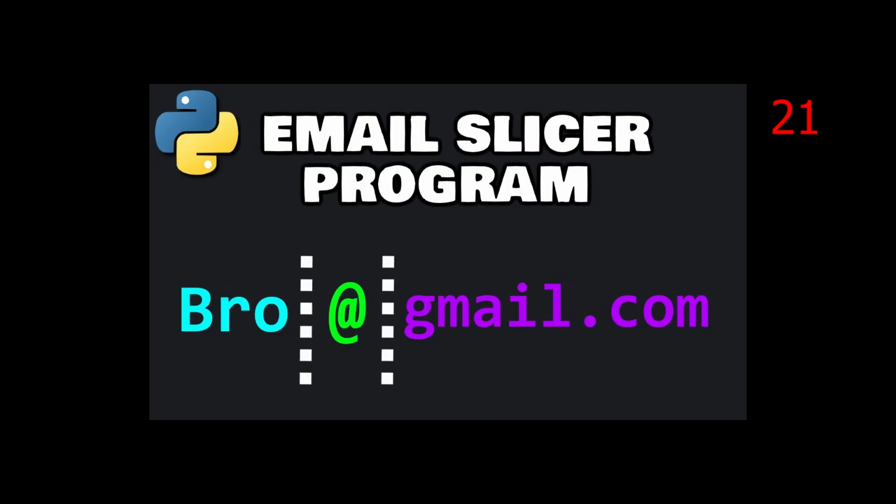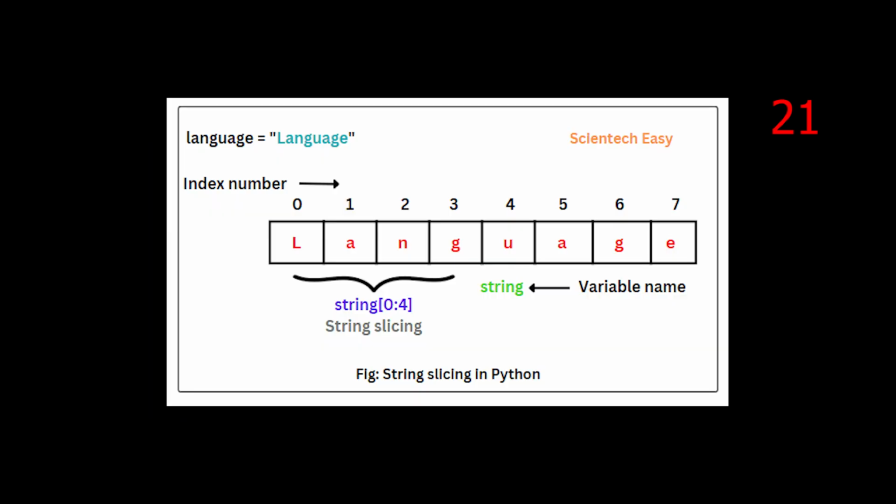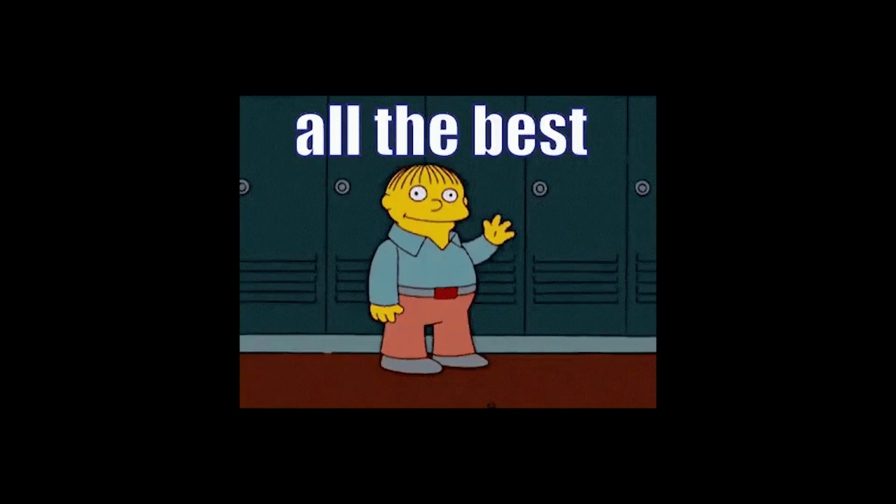So the last program, this might be easy for you or might be hard, but for the email slicer program, you must know about string slicing, right? If you don't know string slicing, then you can't make this project. But string slicing is a basic thing you can learn in 5 minutes and then you can make this email slicer project. So all the best for these projects. I told you the best 21 projects that you can make at your beginner level.